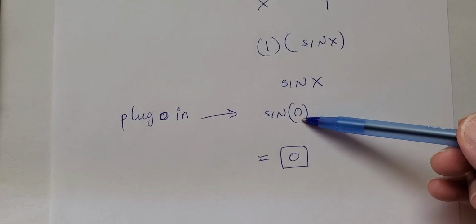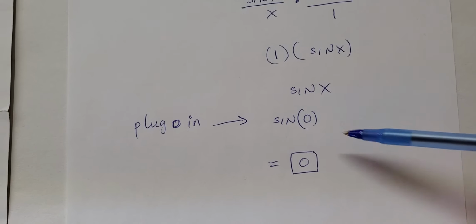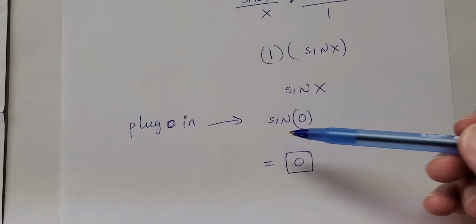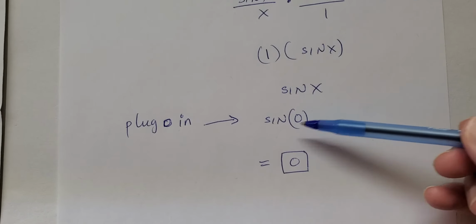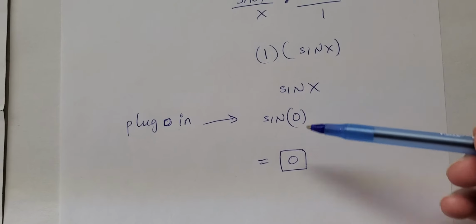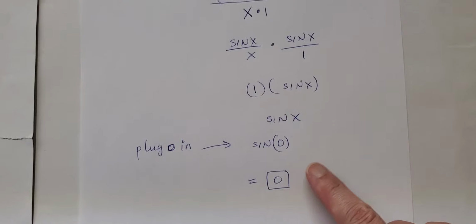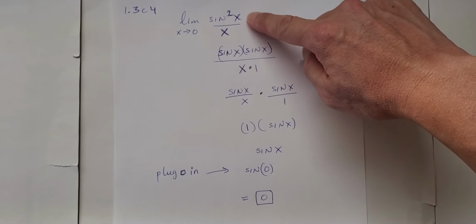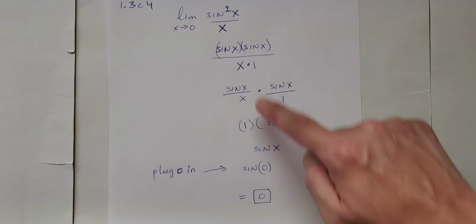So sine 0 or 0 sine, depending on your calculator. There are only two options to input, either sine 0 or 0 sine. Again, make sure it is in degree mode, and the answer came out to be 0. So this is the answer to this problem. But how do we get there?